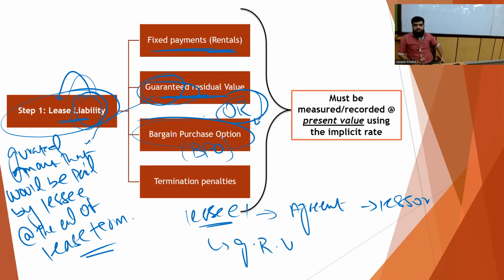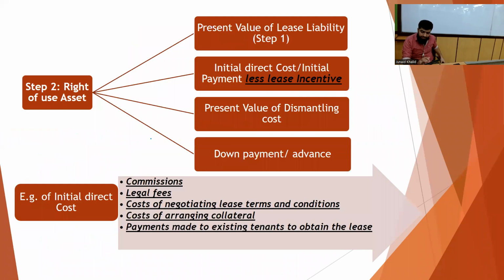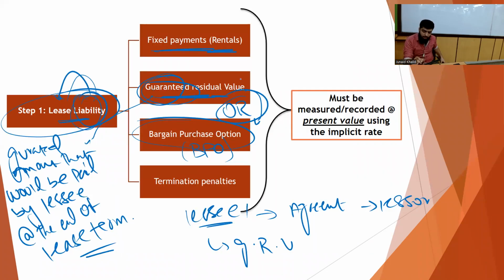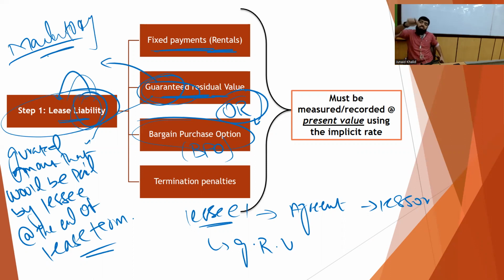Now, what is the bargain purchase option? Here the lessor gives an optional requirement. Remember, the difference between the guaranteed residual value and the bargain purchase option is that the guaranteed residual value is mandatory. The lessor has made it mandatory in the agreement that the lessee will pay that amount at the end of the lease term.